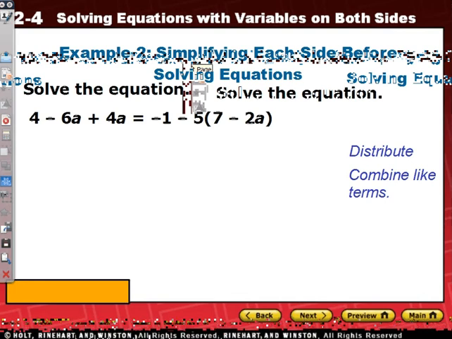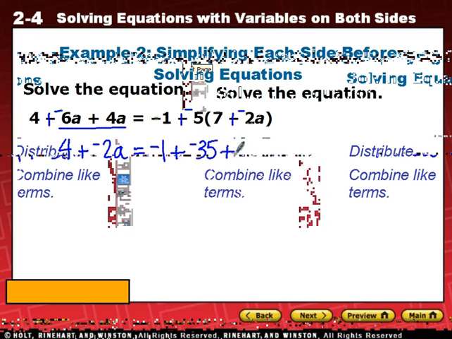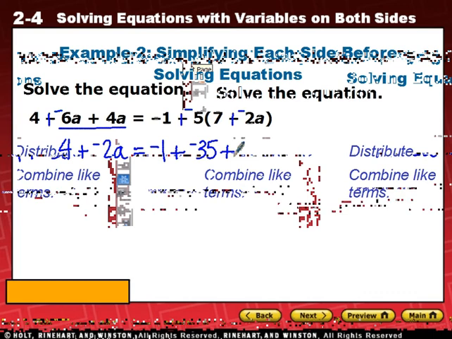So the first thing I'm going to do is I'm just going to go through, zip zap, add the opposite here to get rid of all these minus signs and replace them with negative signs. And now let's do a little combining of like terms. So I've got 4 plus negative 6a plus 4a makes negative 2a on the left side. And on the right side, I can't even combine like terms yet because first I have to distribute. So I got negative 5 times 7 is negative 35 plus negative 5 times negative 2a. Those are both negative, so I end up with positive 10a.